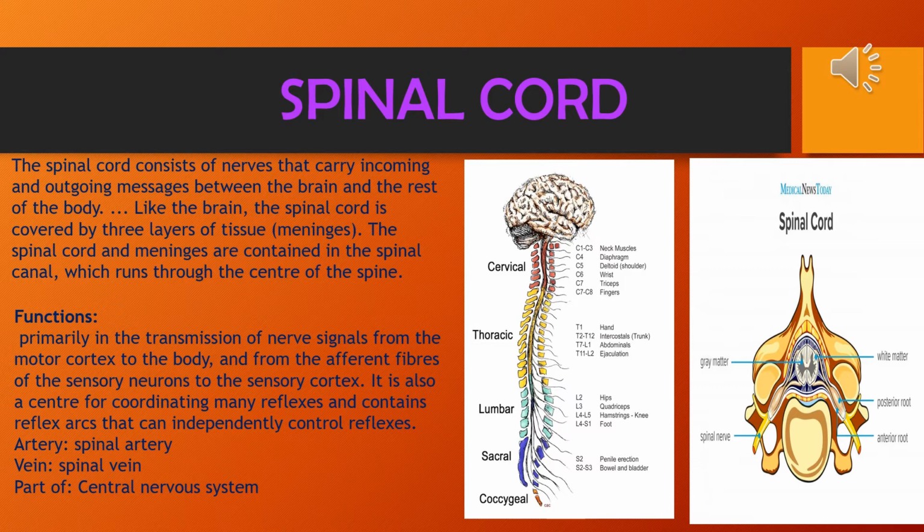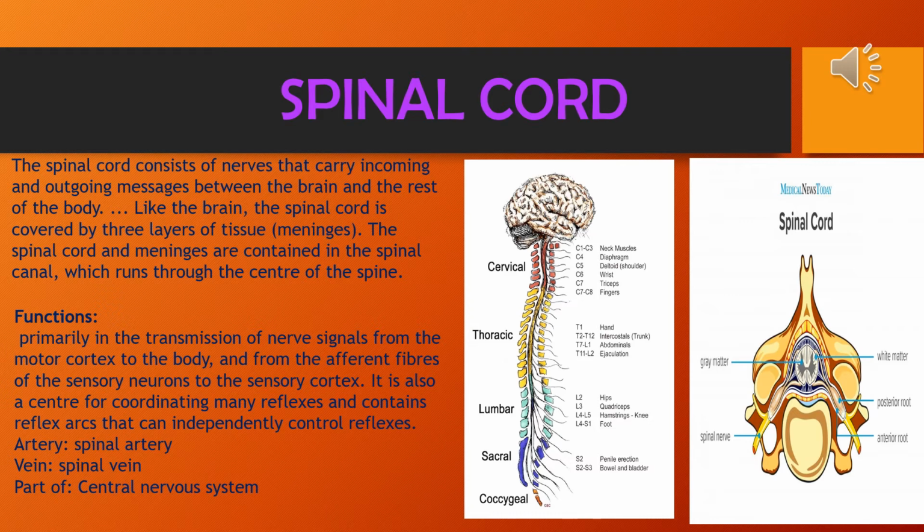Now functions. Primarily in the transmission of nerve signals from the motor cortex to the body and from the afferent fibers of the sensory neurons to the sensory cortex. Cortex means outer portion. Always remember this. It is also a center for coordinating many reflexes and contains reflex arcs that can independently control reflexes.